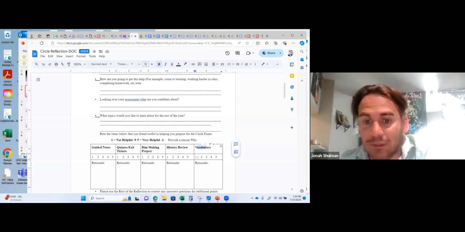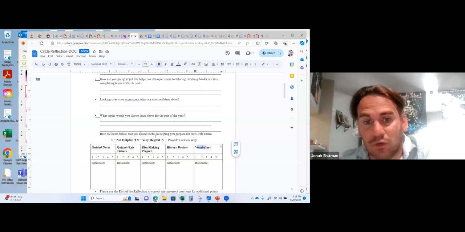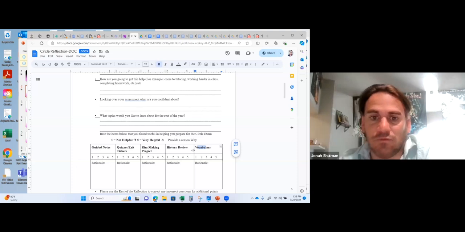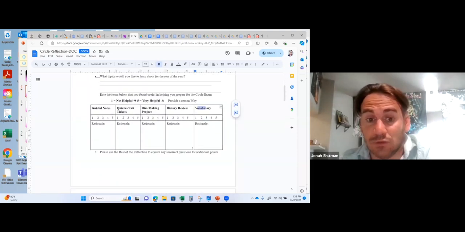Now, if they all hate vocabulary and say it didn't help and wrote me a reason why, we wouldn't do vocabulary. If they hated the guided notes, I wouldn't do guided notes anymore. If they hated doing the projects, I wouldn't do the projects. Every class is different. Every student is different. Treat them different. How'd I get them to fill this out in my really tough public school?